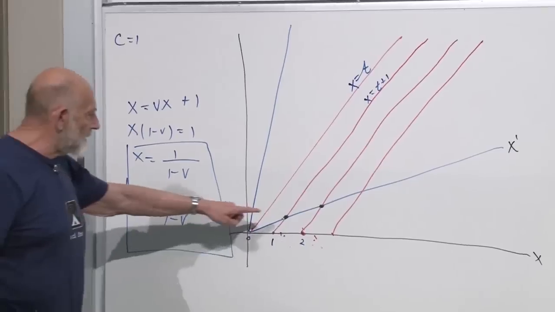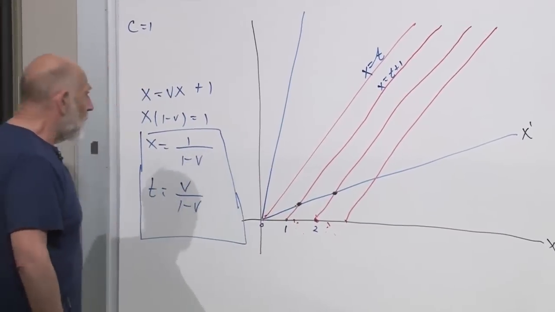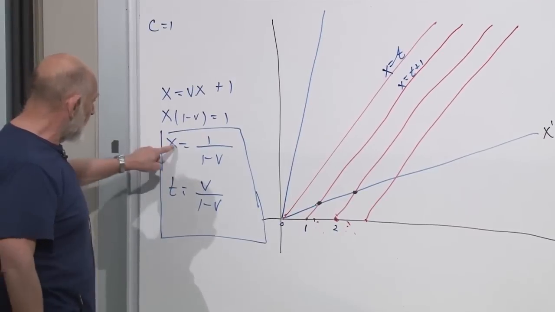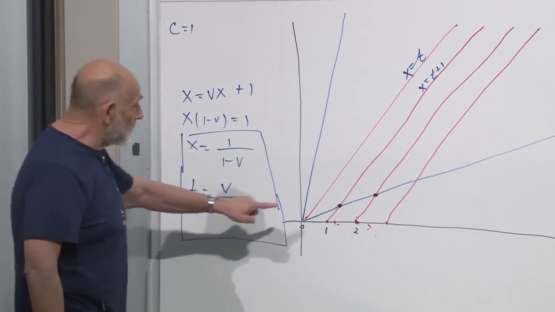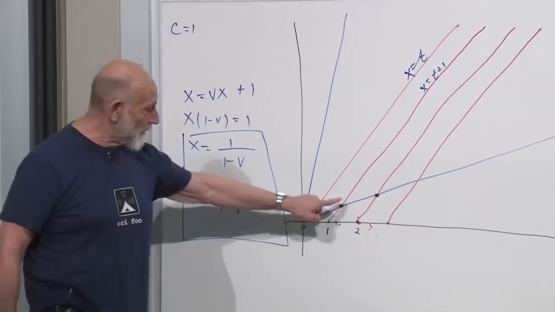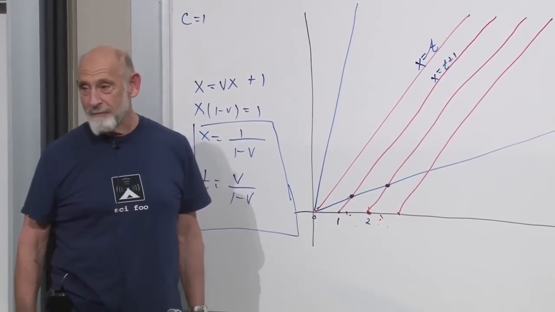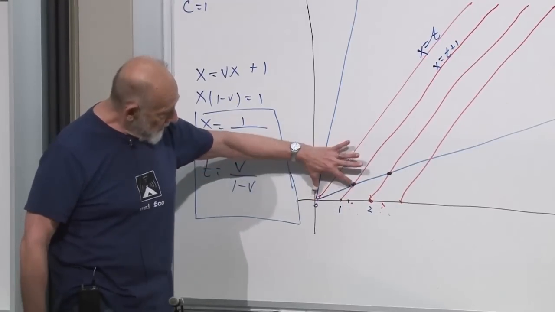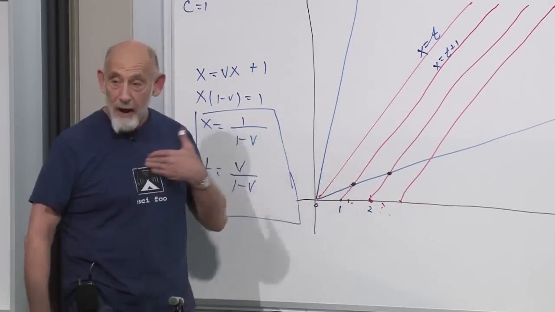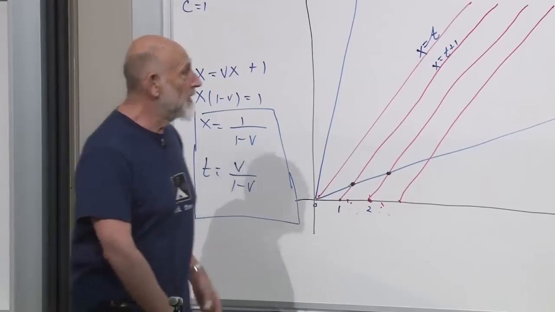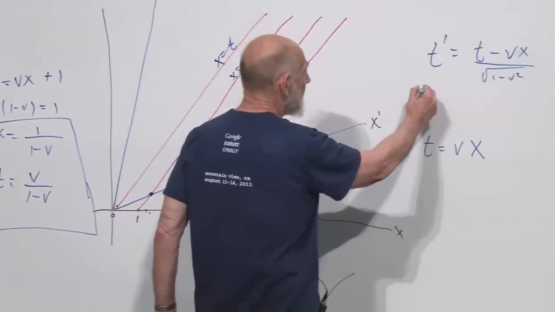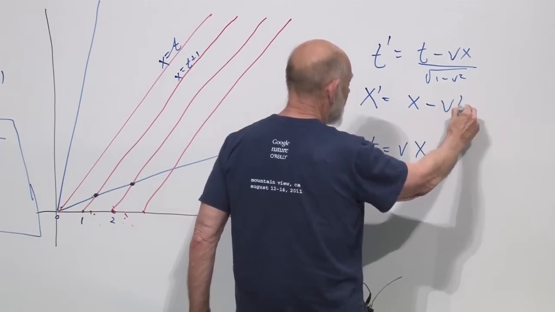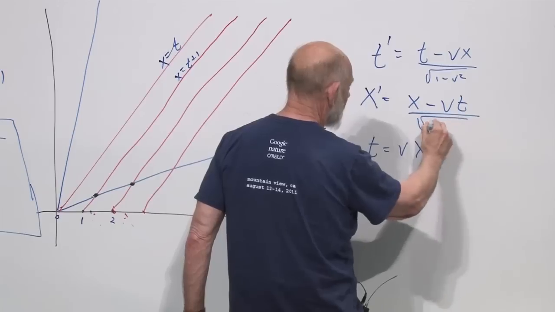All right, now the simplest thing to do is to figure out, we know t and we know x. What would I really like to know about this point over here? I'd like to know x prime. I would like to know the distance between successive minima in my frame, the primed frame. So we go to the primed frame. X prime is equal to x minus vt over square root of 1 minus v squared.